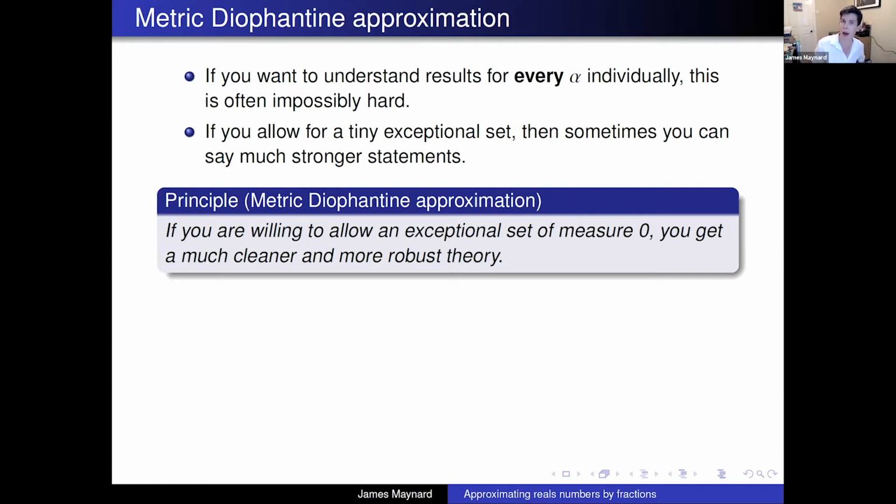However, if you allow yourself a measure 0 set of exceptions, then sometimes you can prove much stronger statements. And so this is the fundamental principle of metric Diophantine approximation: instead of running into all these very subtle and complicated questions that we don't have to answer, if you allow an exceptional set of measure 0 in all your statements, you get a much cleaner and more robust theory where you can often state results that are almost best possible, which is very far away from the normal state of things in Diophantine approximation.